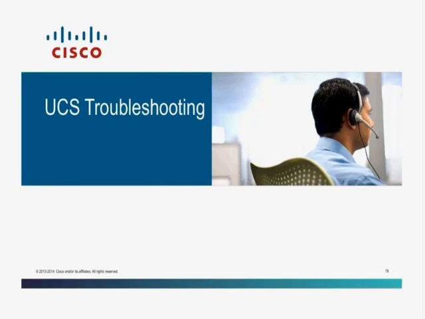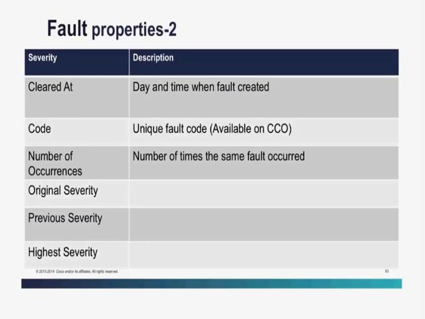There's also a unique fault code. It always starts with F, and if you search with that same fault code on the CCO site, or if you just Google it, it will take you to CCO and you can identify what went wrong and why this fault was generated. It will at least give you a brief idea.